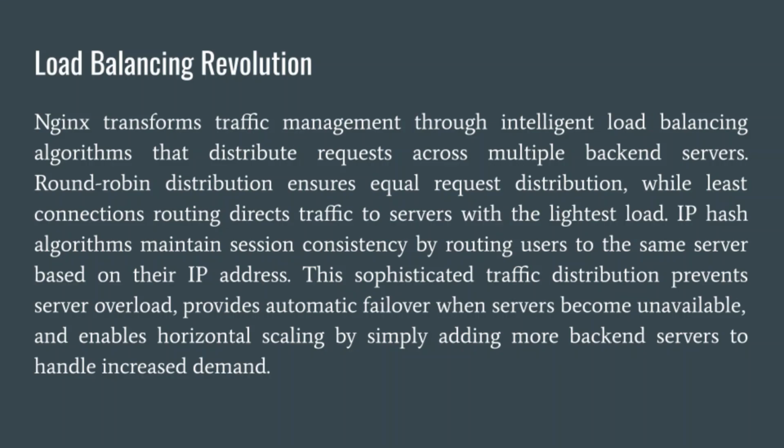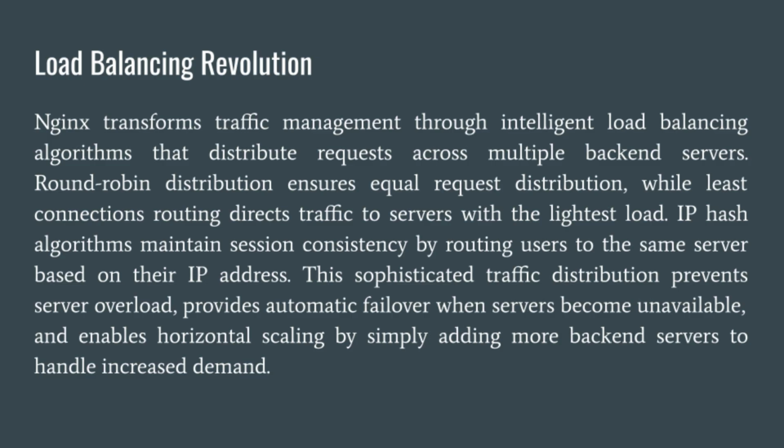Load balancing is the first major advantage. Nginx can distribute incoming requests across multiple backend servers using various algorithms. Round robin sends requests to servers in rotation. Least connections routes traffic to the server handling the fewest active connections. IP hash ensures users stick to the same server based on their IP address.